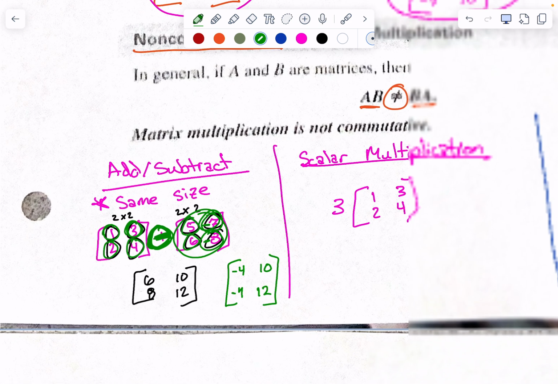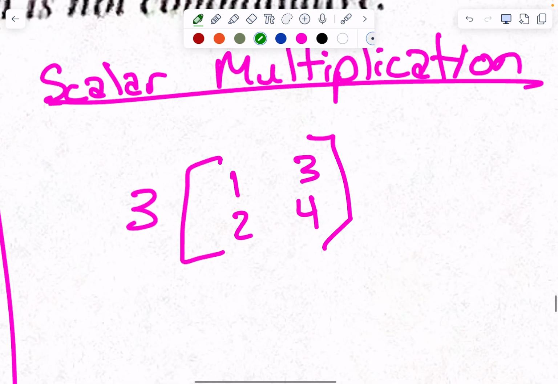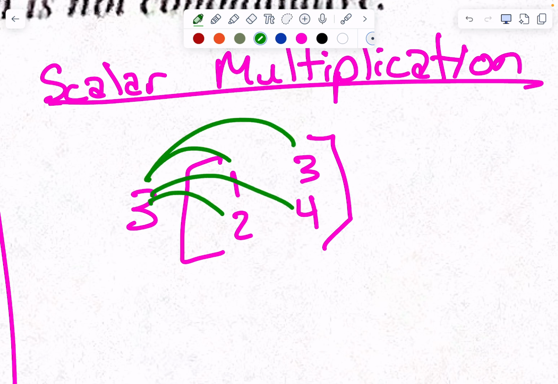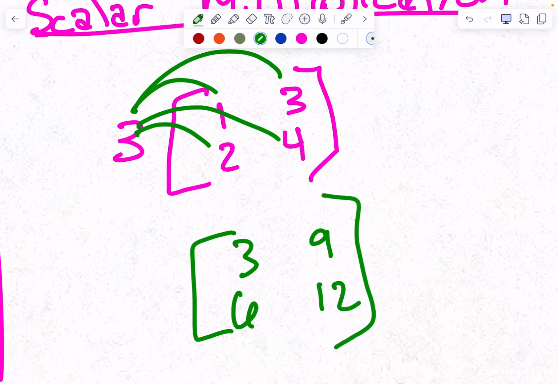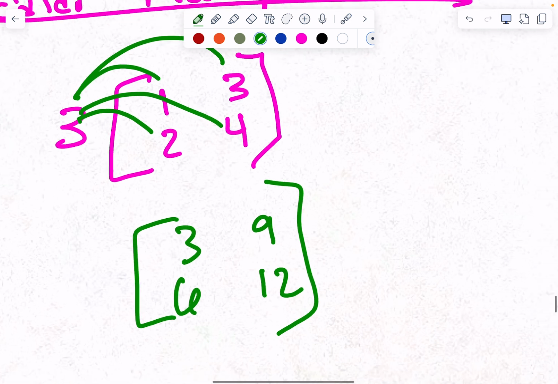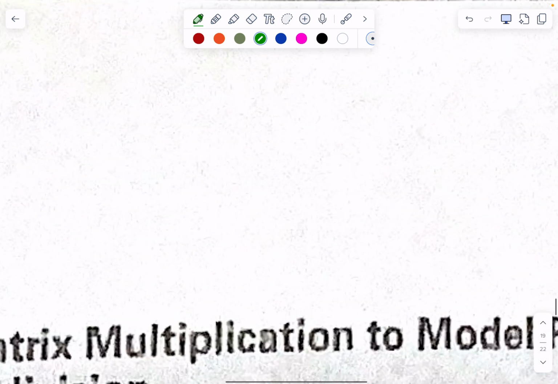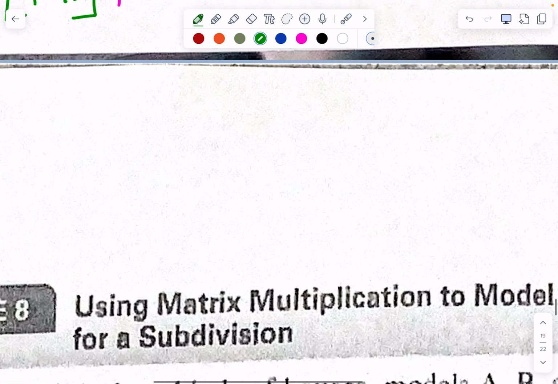Got it? The next thing is something called scalar multiplication. It's just taking a number out in front times the matrix, and all you're doing is just like foiling. So that whole matrix would now be 3, 9, 6, 12. You're just multiplying every cell by that number in front. Scalar multiplication, not too bad. Then we have regular old-fashioned multiplication down below.